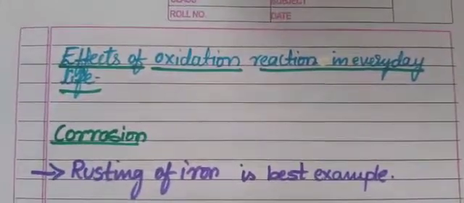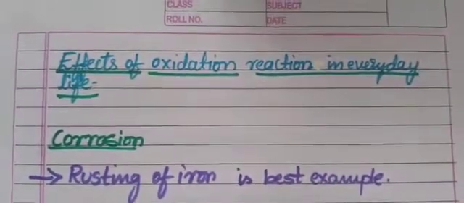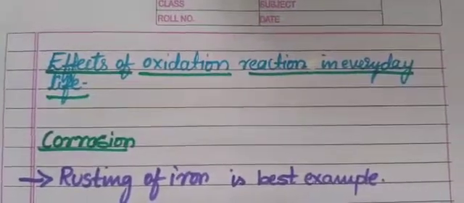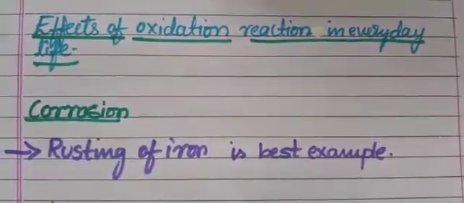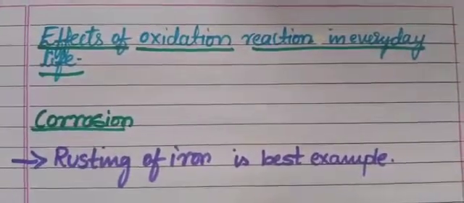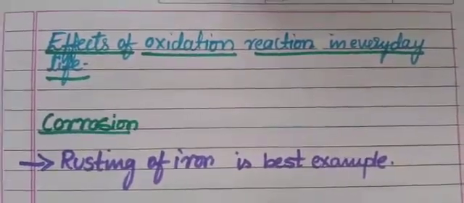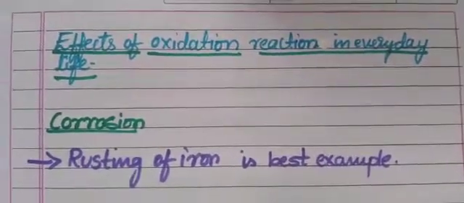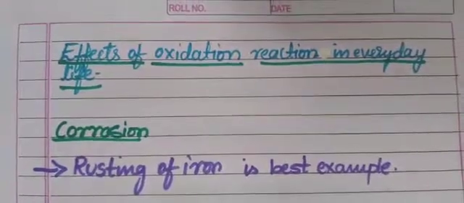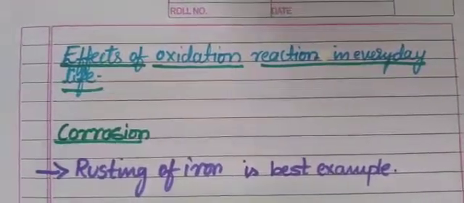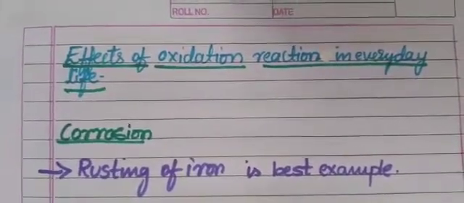So have you ever noticed the color of the coating formed on copper and silver? I think you might have seen copper vessels getting a green color, right? That is due to oxidation. And you might have also seen silver jewels or silver articles getting blackened, right? That is also an example of this corrosion.